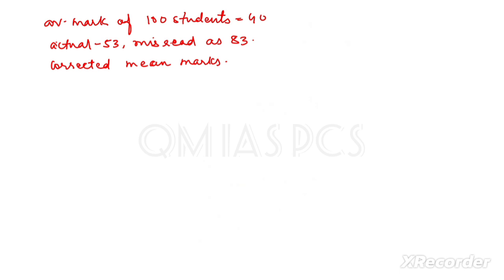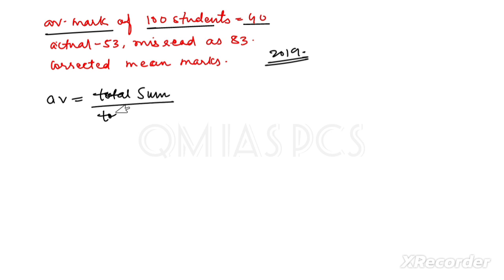So here is another question from UPSC 2019. I was thinking how UPSC is asking this type of question. It's very easy and still many aspirants find it difficult to solve. I'm not discouraging you, I'm just saying that it's very easy. You should just try this one. The average marks of 100 students is given. So just write the formula of average. Average is equal to total sum divided by total number of observations. Just see how I am approaching.